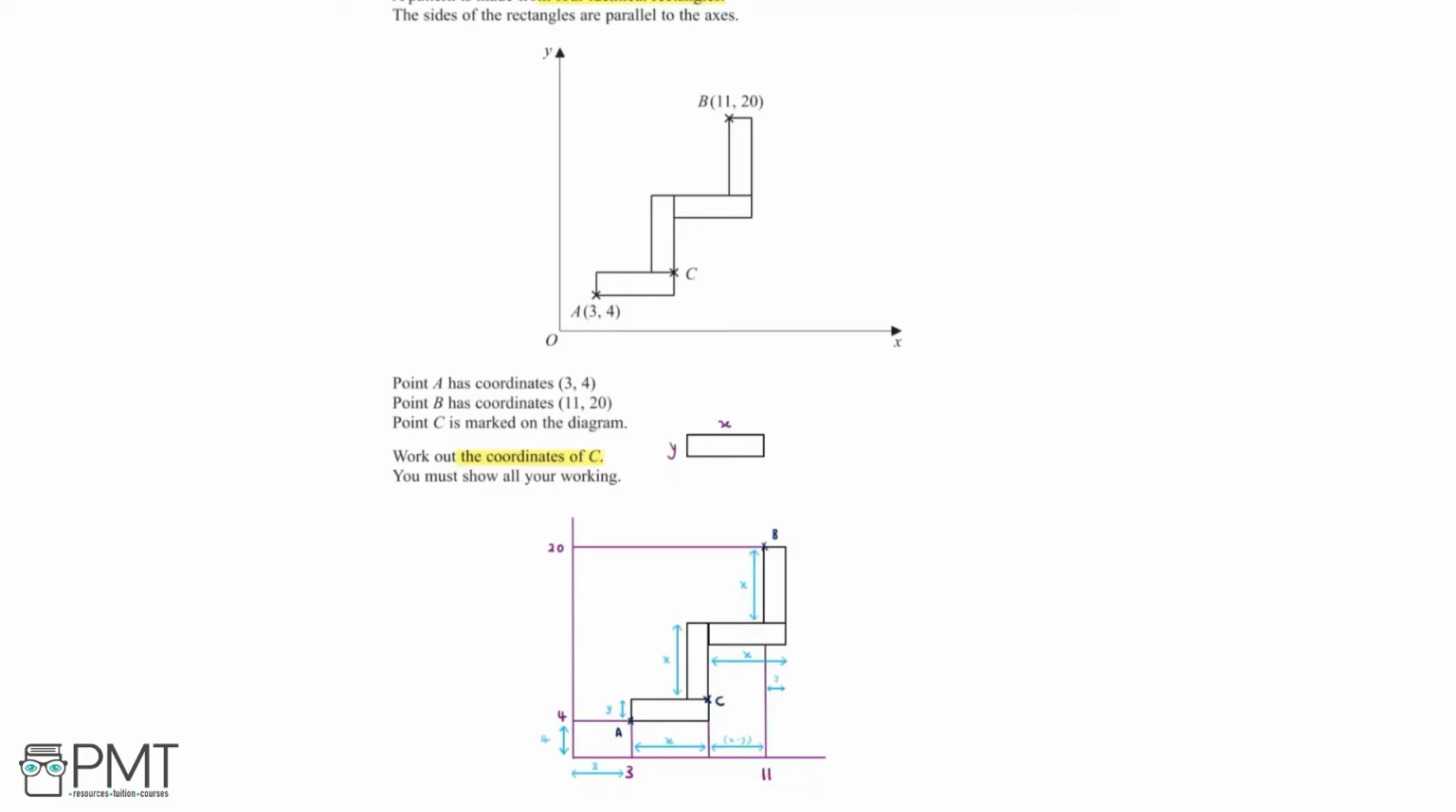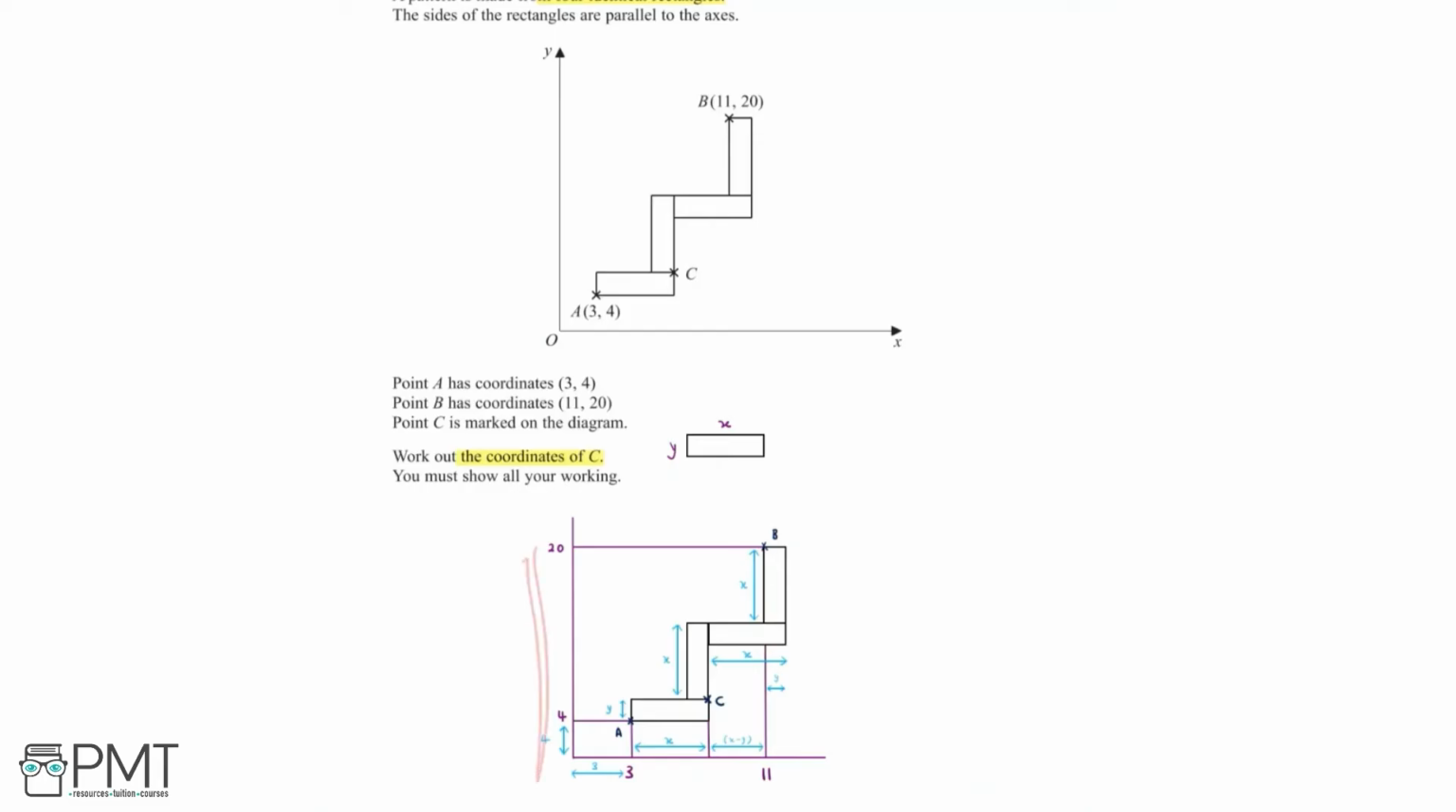And so if B has coordinates 11, 20, we can see that the x coordinate of B would be 11 and the y coordinate of B would be 20. The same goes for point A, 3, 4. The x coordinate is 3 and the y coordinate is 4. Now to find the value of point C, let's start by finding the values of x and y. We can say that this vertical length here is equal to 20. And so let's see if we can create an expression with x and y based on this length.